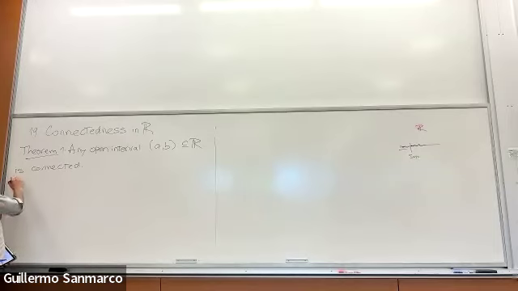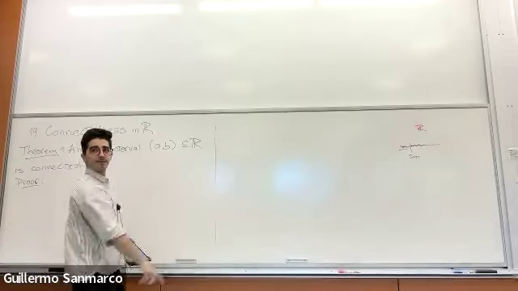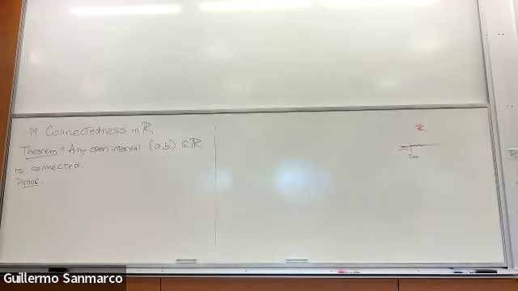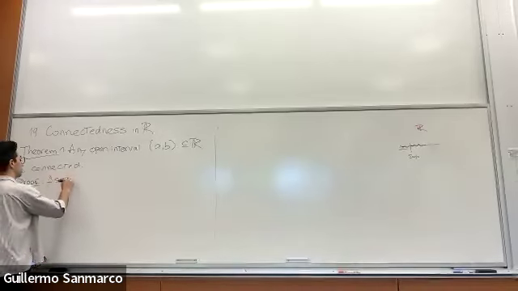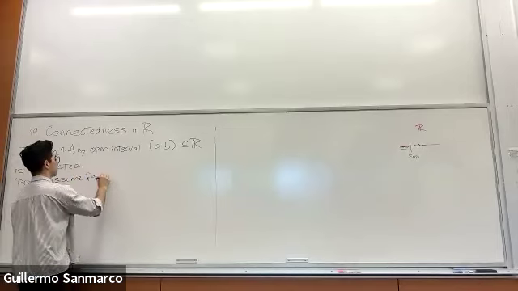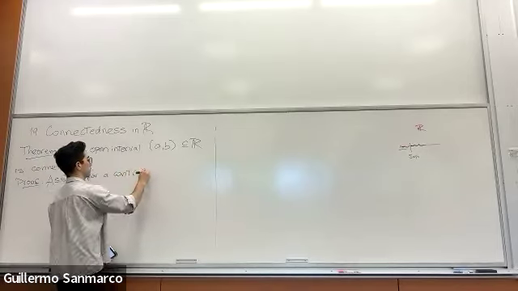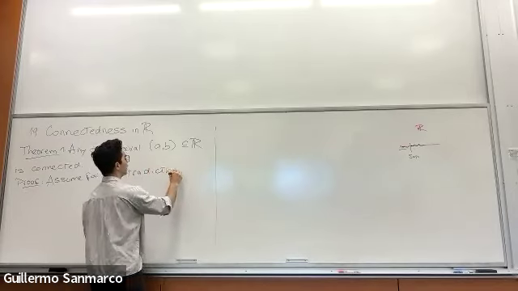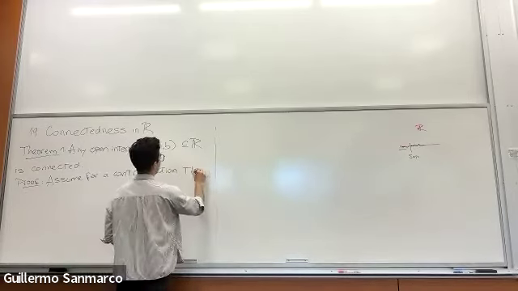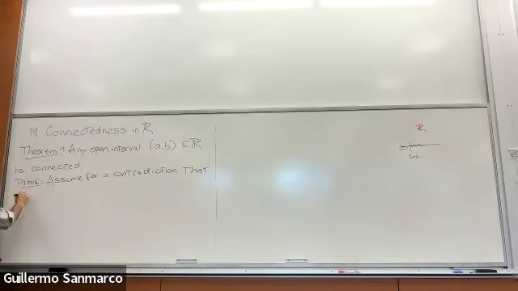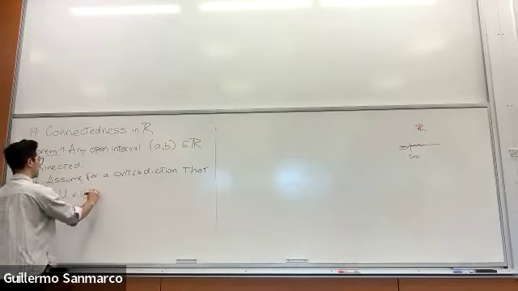So let's prove this. The proof will be essentially this picture, but we need to do stuff. So how do we operate here? We assume it's not connected, fix a separation, and go from there. So assume for contradiction that (a, b) is not connected. That means we have a separation: (a, b) equals U union V is a separation.